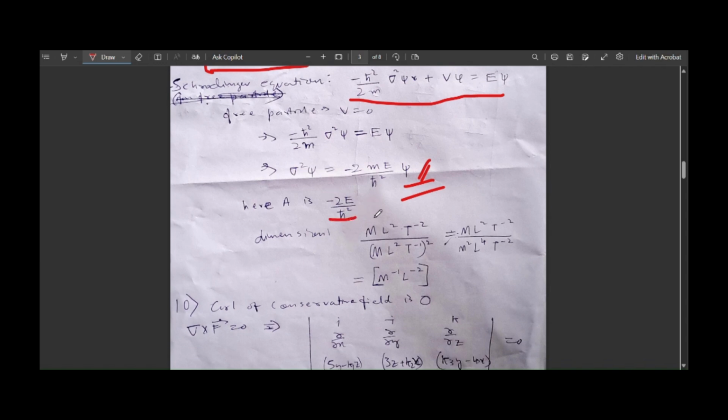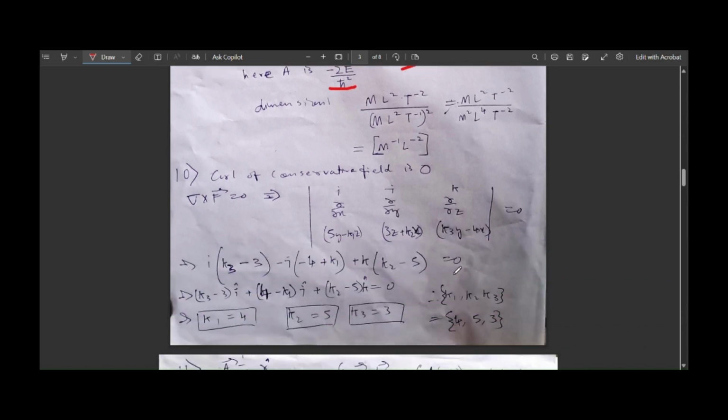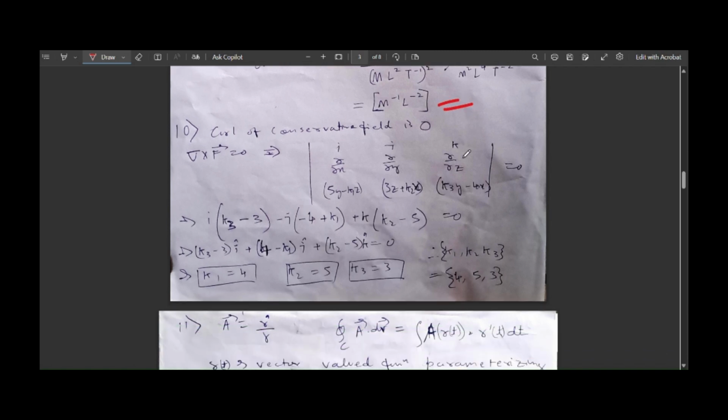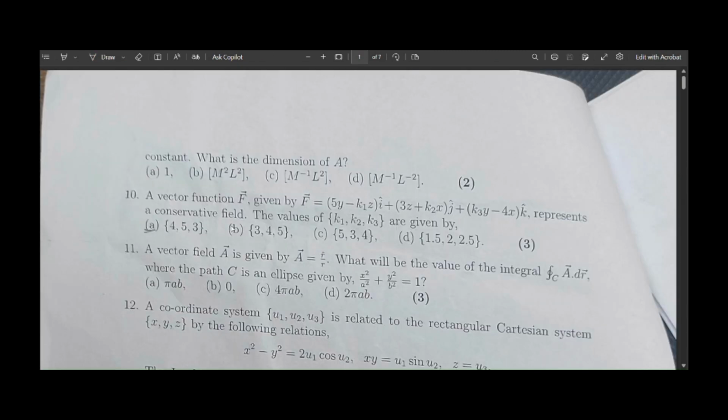The dimension of energy is m l square t to the power minus 2, and h, which is Planck's constant by 2 pi, has the dimension m l square t inverse, and it has a square in it. Working this out, we find the dimension of a as m inverse l to the power minus 2. This is the answer.